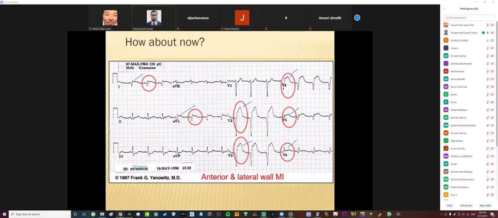Anterior lateral. You see, because V2 and V3 are anterior. So this is anterior. And also now V5, V6, lead 1 and AVL are involved. So these are lateral. So a massive myocardial infarction is there. Anterior lateral myocardial infarction.